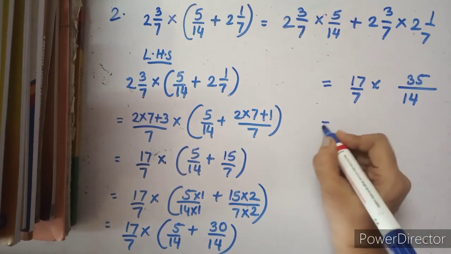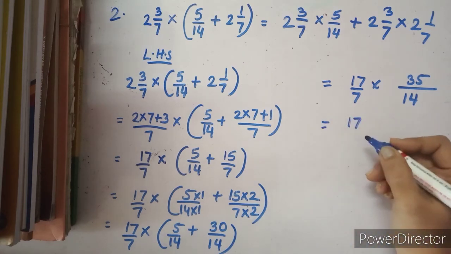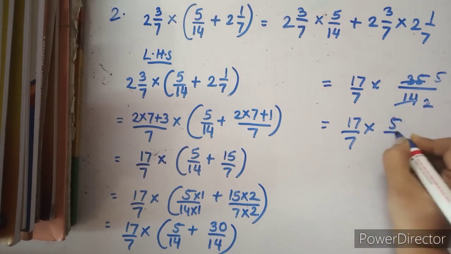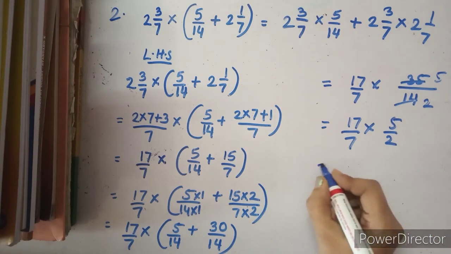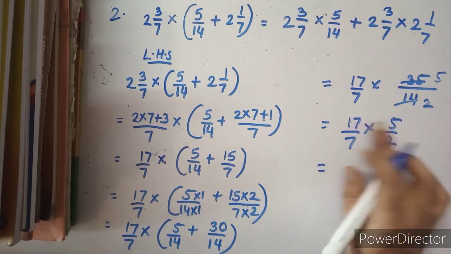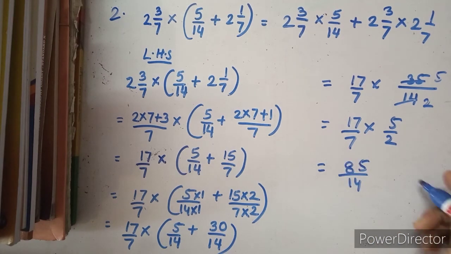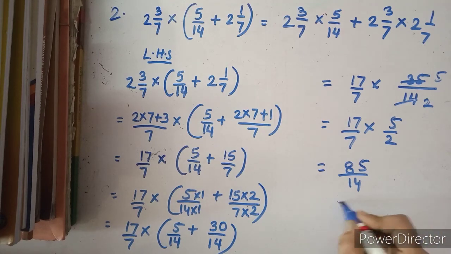So here you have 17 upon 7. So यहाँ पे आप 7 से उसको, 7 5s are 35, 7 2s are 14. So you have 5 upon 2 over here. Now you can just find out the product of these two numbers. So आपको प्रोडक्ट यहाँ पे लिखना है, that is 85 upon 14. So this is for your left hand side. ये आपका left hand side है.